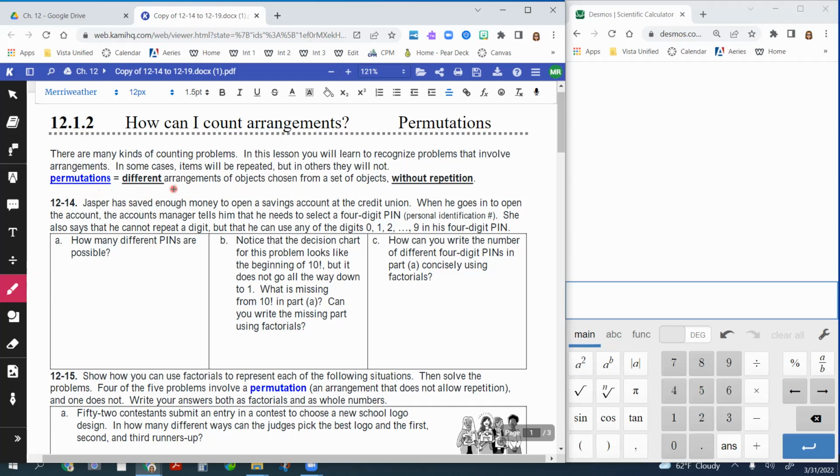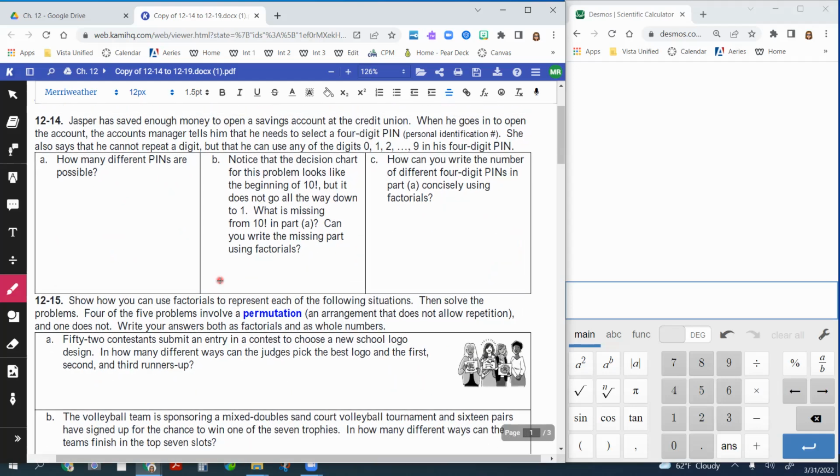So on 12-14, Jasper has enough money to open a savings account at a credit union. When he goes in to open the account, the manager tells him that he needs to select a 4-digit PIN number. She also says that he cannot repeat a digit, but that he can use any of the digits 0, 1, 2, all the way up to 9 in his 4-digit PIN. How many different PINs are possible?